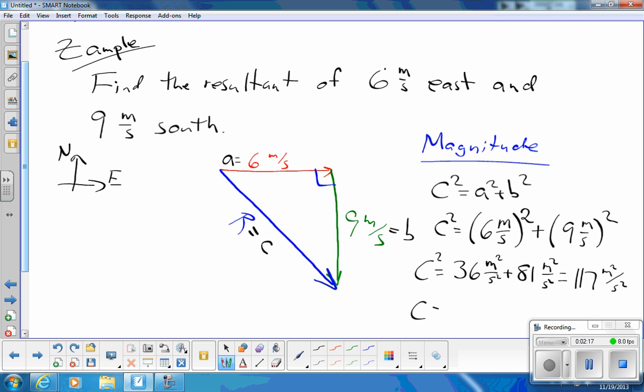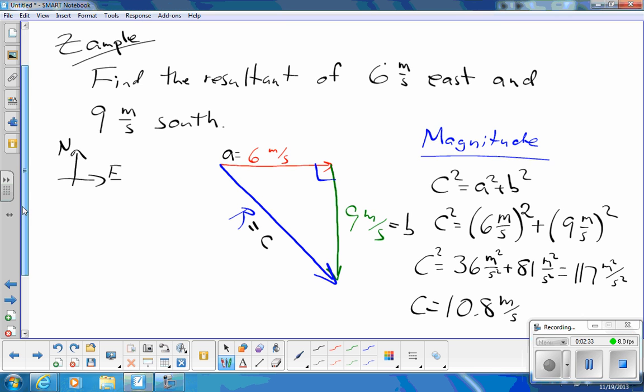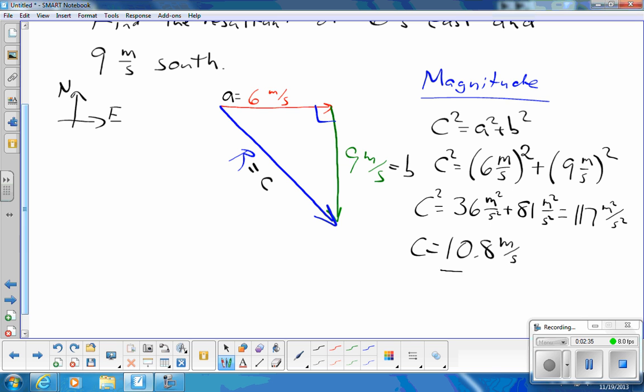And now on my calculator, if I find the square root of 117, I get 10.8. 10.8 meters per second. So I square rooted the number and I square rooted the units. That is the magnitude of the resultant, 10.8 meters per second. Step 2 is to find the direction.